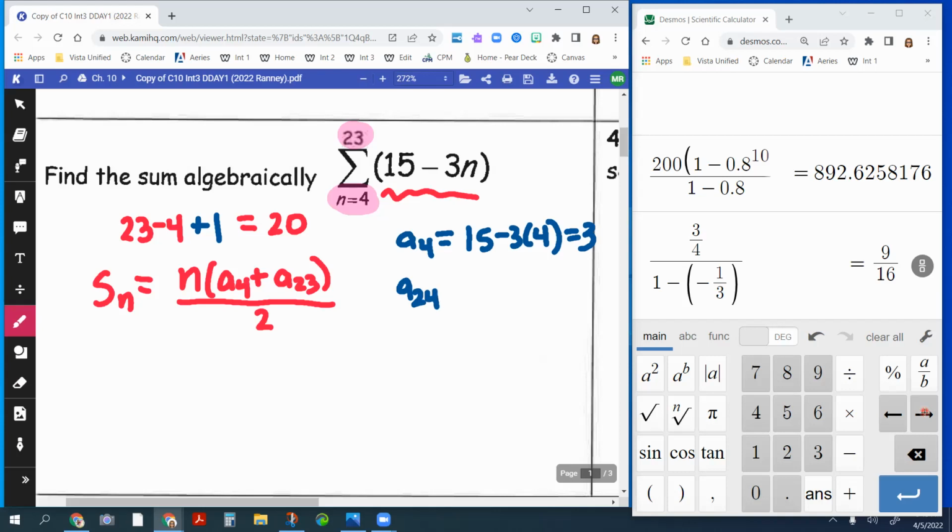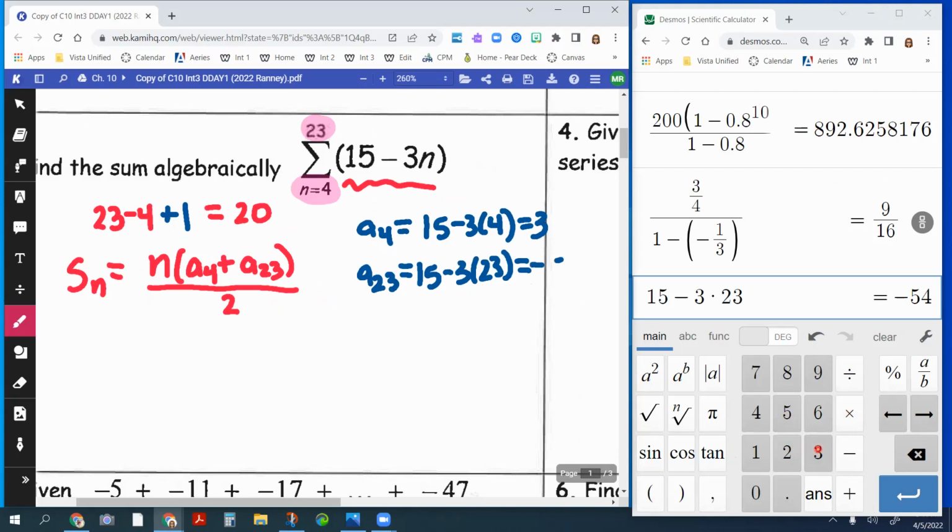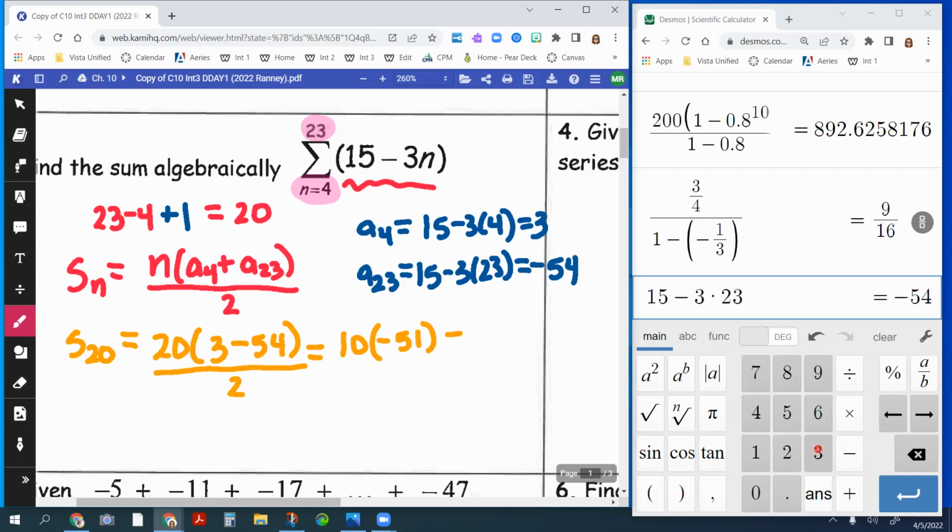Then A sub 23, sorry, I put 24. A sub 23 is going to be 15 minus 3 times 23. And let's see, 15 minus 3 times 23 is -54. So when I substitute in here, I'm adding 20 terms. So I've got 20 times A sub 4, which is 3, and A sub 23, which is -54, so plus -54, all over 2. So really this is going to be 10 times -51. So it's going to be -510. That is my sum.